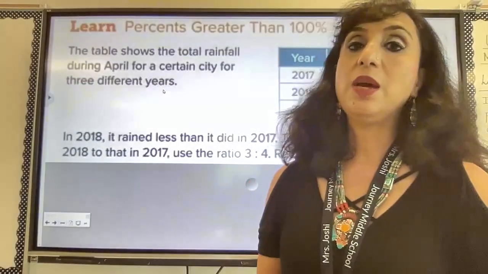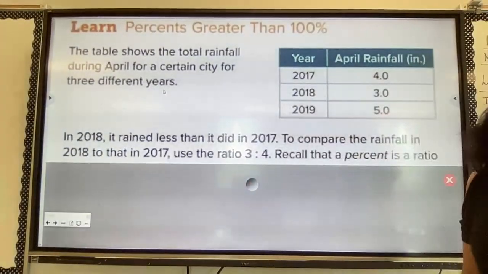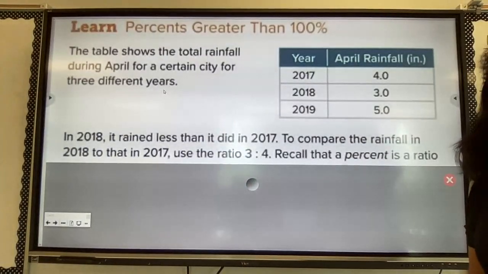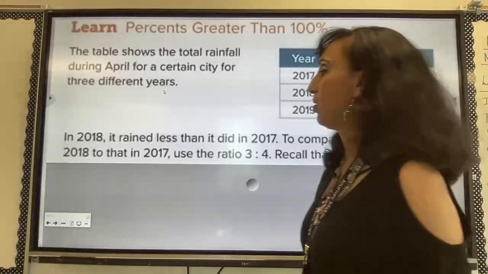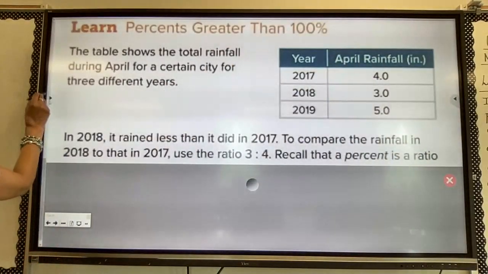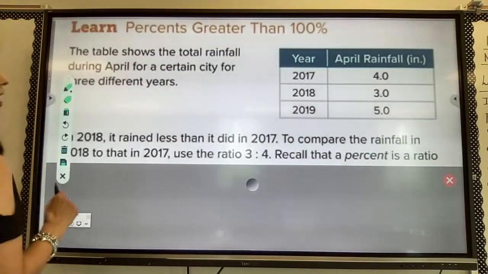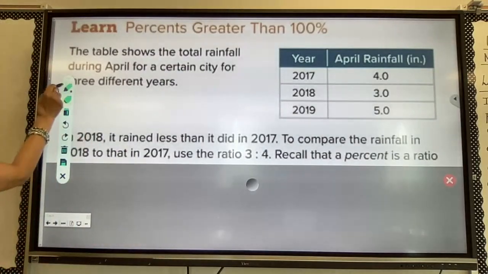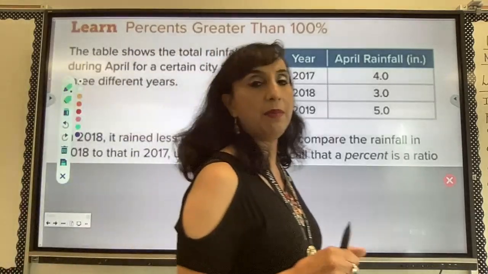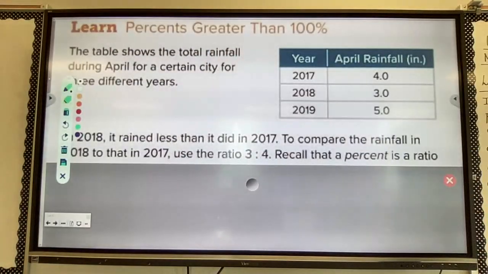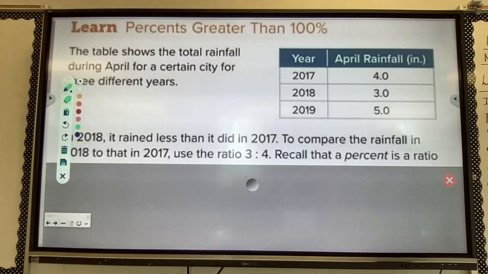The table shows the total rainfall during April for a certain city for 3 different years. I can see the rainfall in 2017, 2018, and 2019. If I am calculating the percentage, you're going to look at the ratio and compare the rainfall in 2017 to 2018. We're going to see in 2018 it rained less than it did in 2017.